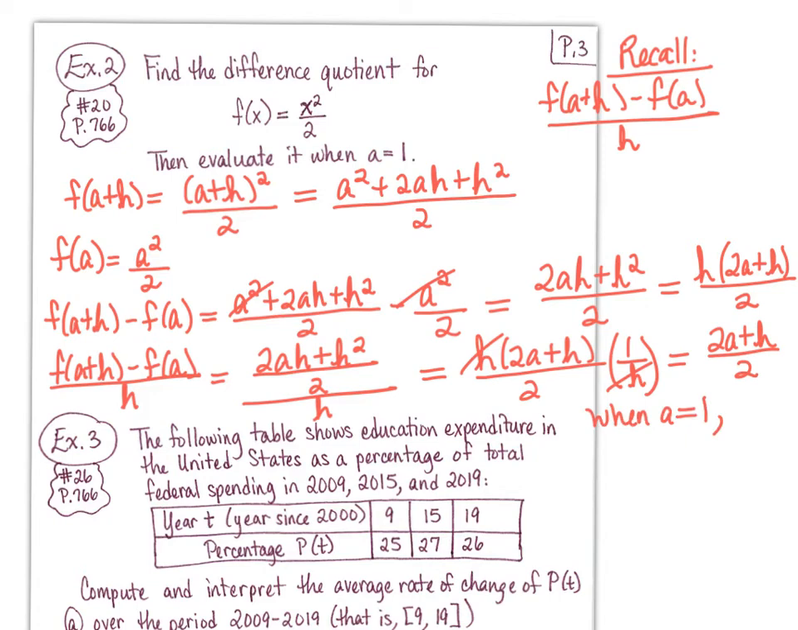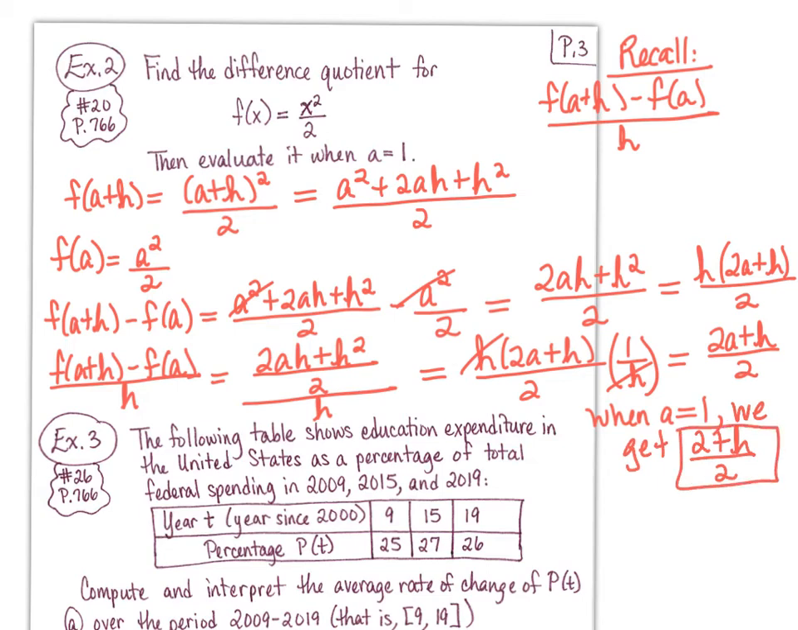We get what? How did you get h, you said? Right, you'd get 2 plus h because, yes, you do plug in a equals 1 in here. And when you do, you have 2 times 1, which is 2, plus h divided by 2. So you'll get 2 plus h divided by 2. So that's the second part.